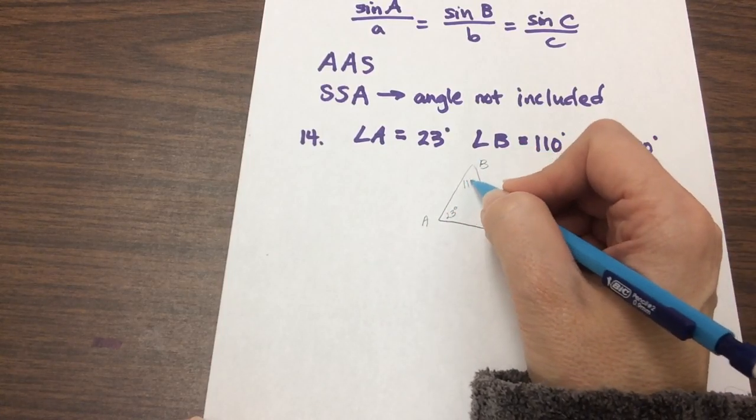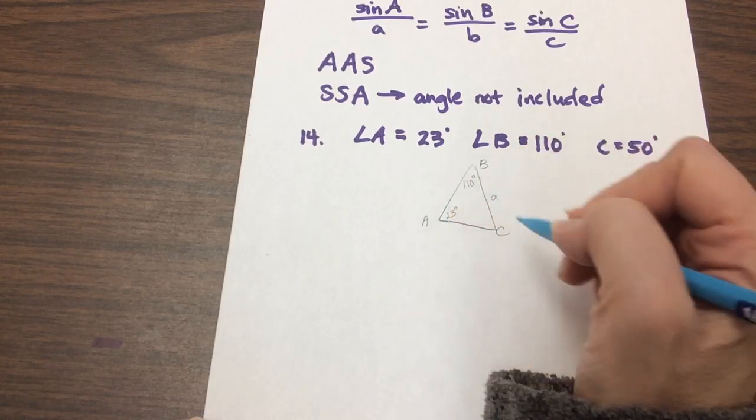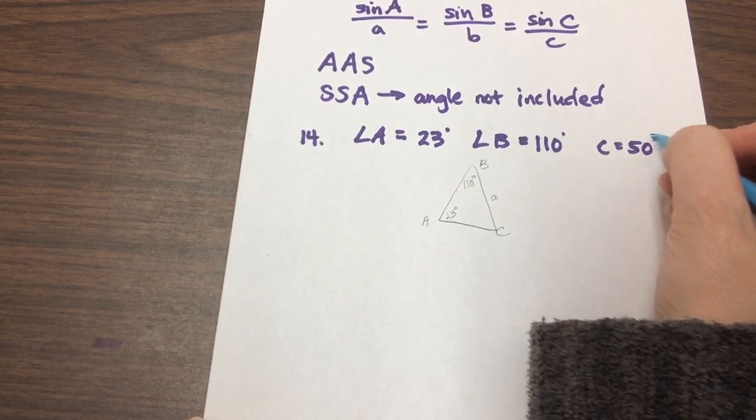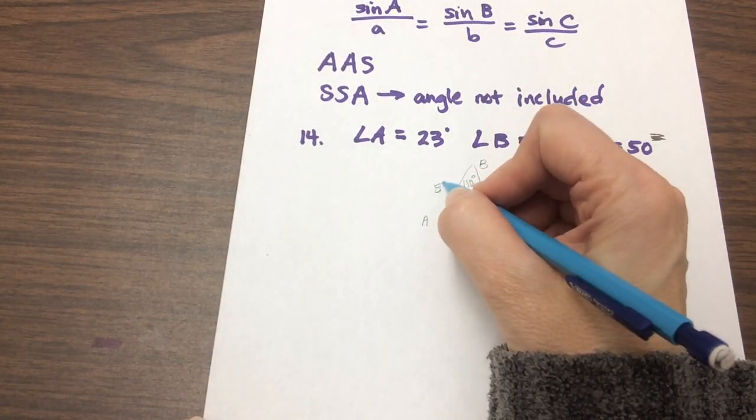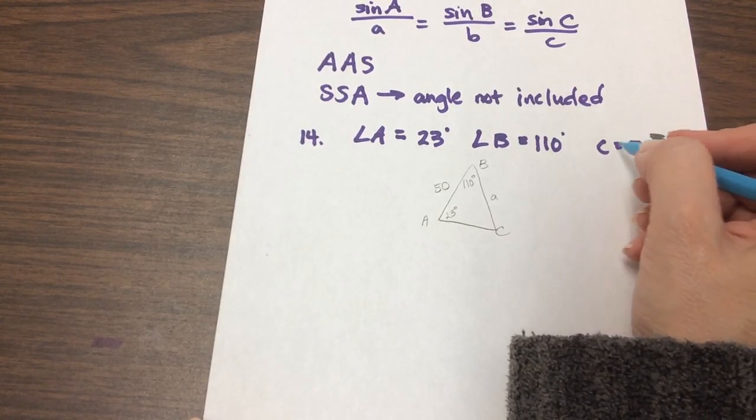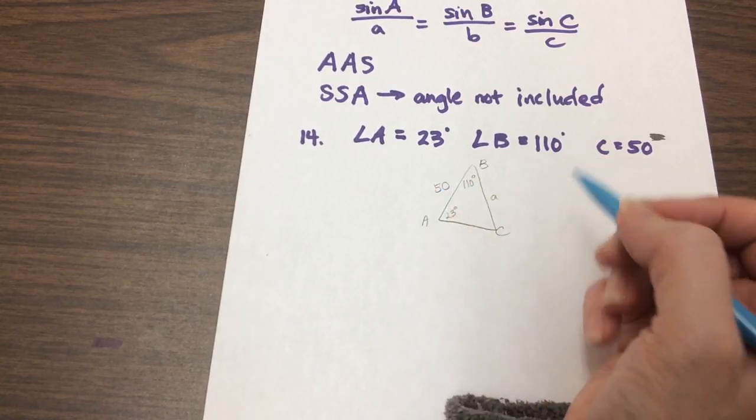I'm given that B is 110 degrees, and I'm given that side C is 50. Not 50 degrees, it's a side. Alright, so I'm given side C. This is not an angle, this is side C. I'm given that side C is 50.